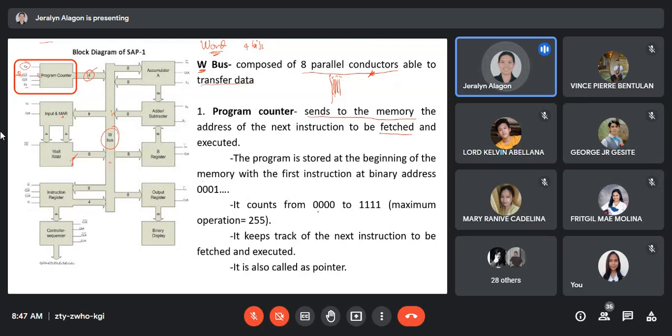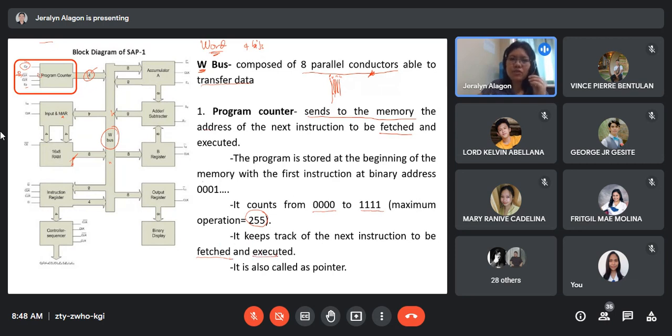So the range of count for the program counter in SAP1 is from 0000 to 1111, meaning there will only be a maximum of 255 addresses that it can count. Okay? So what is in that address is either data or instruction. Okay? Did you get it? So it keeps track of the next instruction to be fetched and executed.